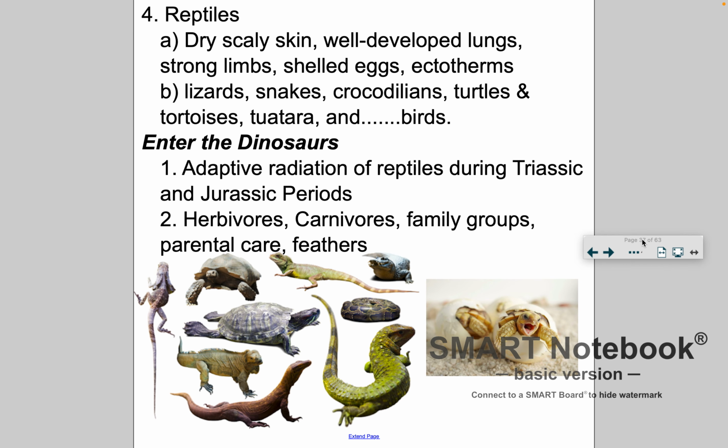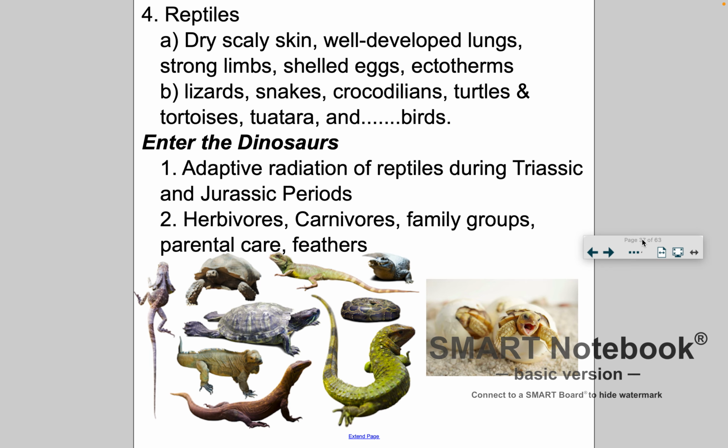Reptiles: dry, scaly skin, well-developed lungs, strong limbs, shelled eggs. They are ectotherms. They use the environment to help regulate their body temperature. Some examples: lizards, snakes, crocodilians, turtles, tortoises, tuatara, and birds. And I'll talk about that in a second. Birds are not reptiles. They belong to the class Aves, but birds did evolve from reptiles.